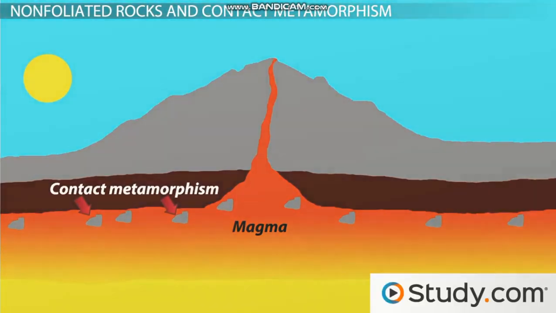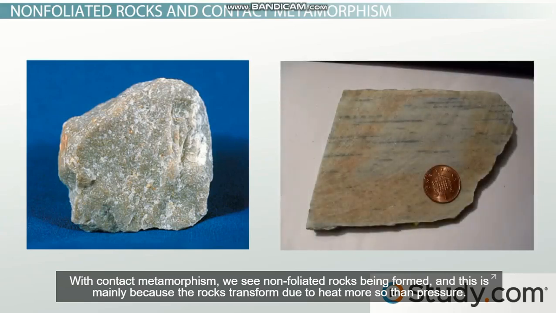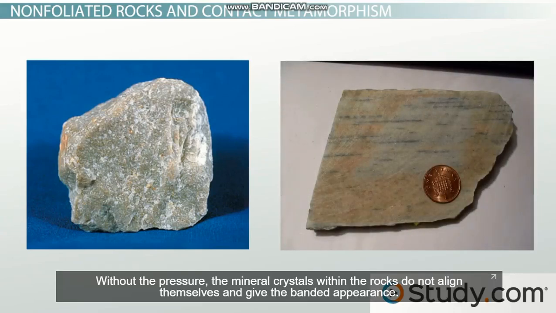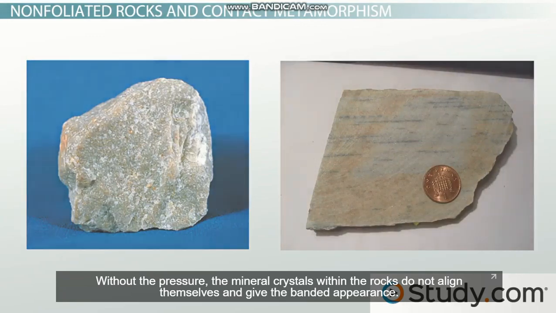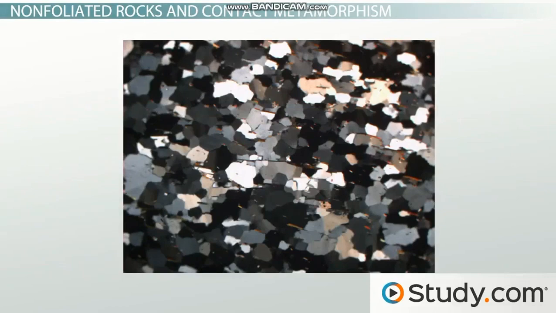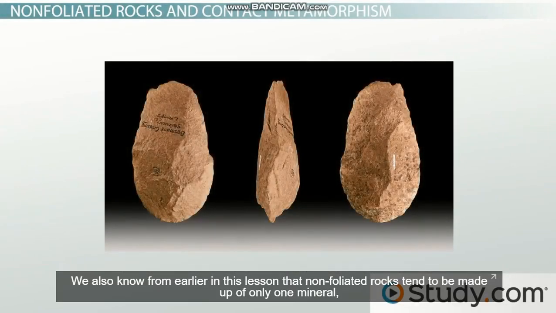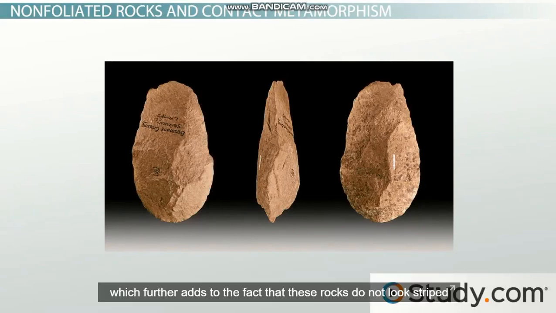into a new rock. With contact metamorphism, we see non-foliated rocks being formed, and this is mainly because the rocks transform due to heat more so than pressure. Without the pressure, the mineral crystals within the rocks do not align themselves and give the banded appearance. We also know from earlier in this lesson that non-foliated rocks tend to be made up of only one mineral, which further adds to the fact that these rocks do not look striped or banded.